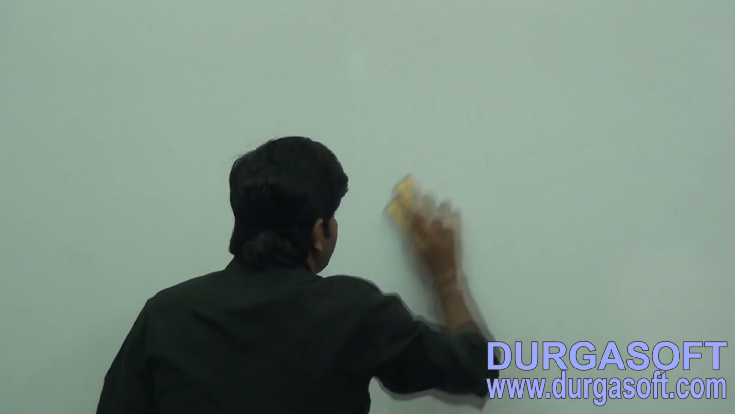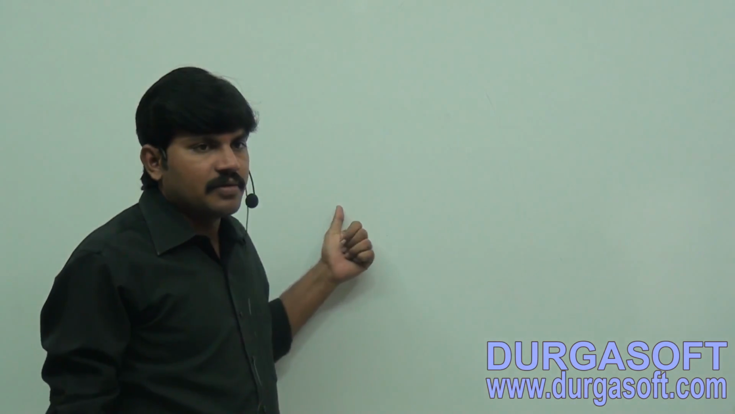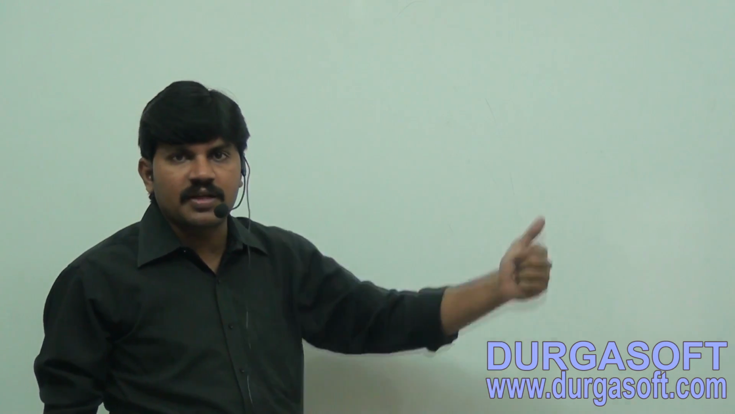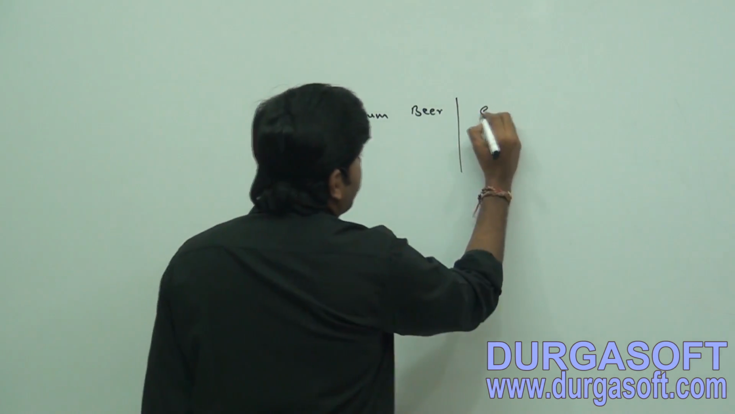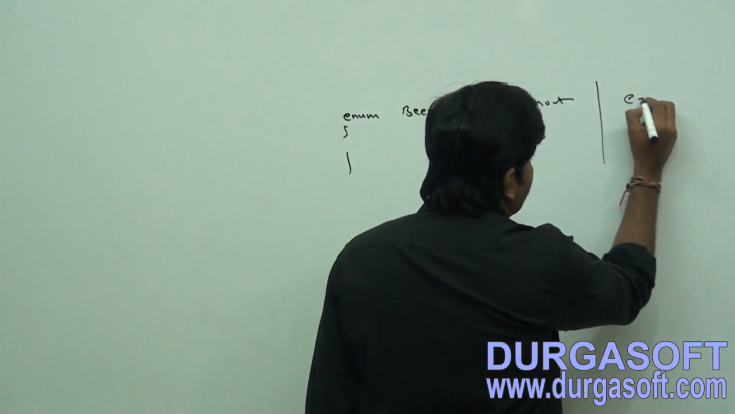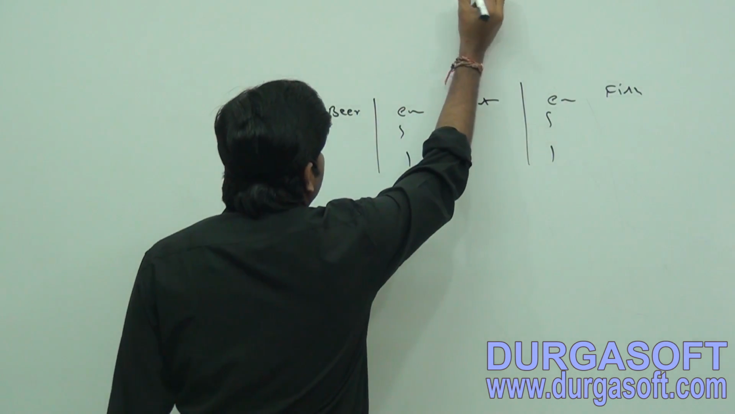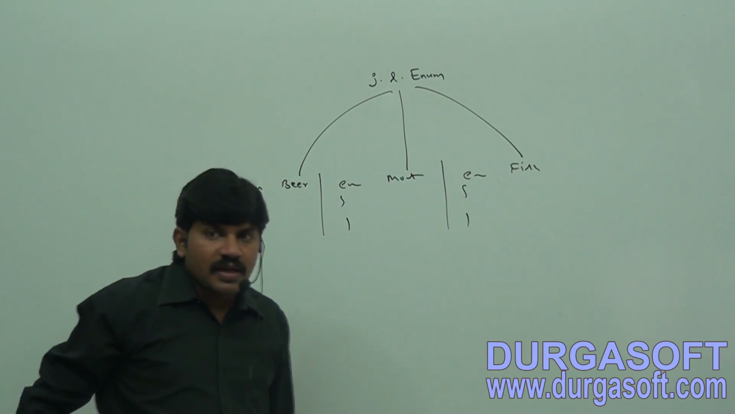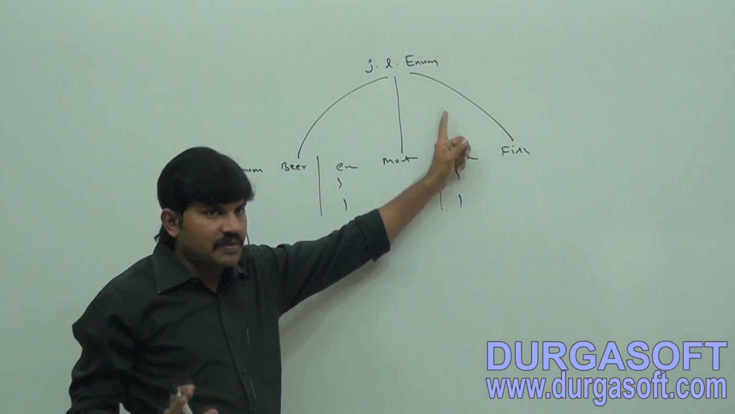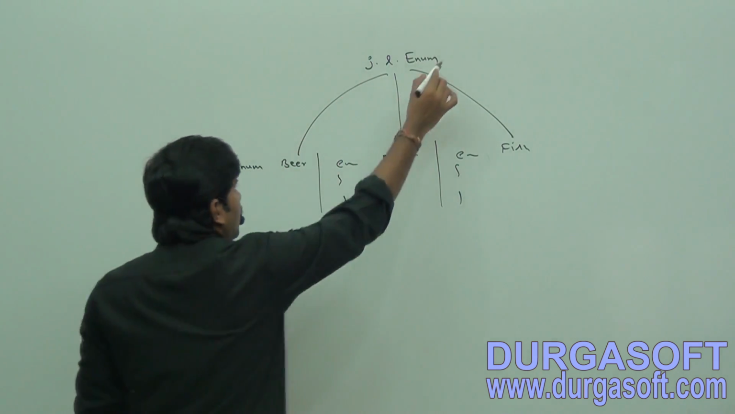Just observe every enum in Java. If you consider any enum, like enum Month, enum Beer, enum Color, enum Fish, every enum in Java is the direct child class of java.lang.Enum class. Is it clear for all of you?